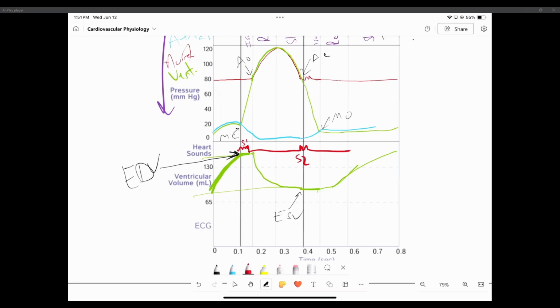That's it. So S1, mitral and tricuspid valves are closing. S2, that lub-dub. The lub is your mitral, your atrioventricular valves closing. The dub, the S2, aortic and pulmonic valves closing. So those are your heart sounds. You have a couple of extra heart sounds in there, but we're not going to deal with it. Okay? Last thing, EKG. And we'll see how this excitation contraction coupling works together.